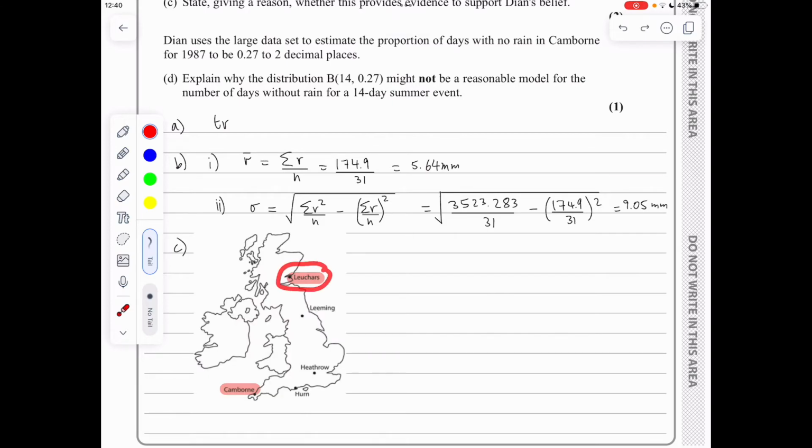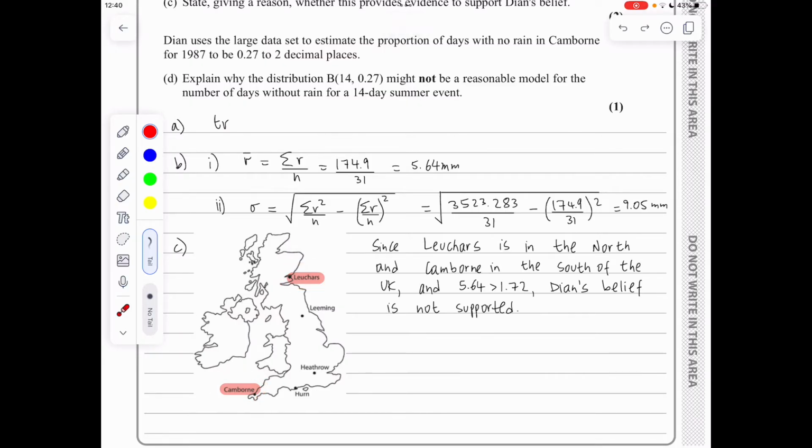Lucharts is in the north, Camborne is in the south, and we can simply say that since Lucharts is in the north and Camborne is in the south of the UK, and we have found 5.64 millimeters on average in Camborne, and 1.72 was given for Lucharts, then this means that Diane's belief is not supported. Diane believed that the average rainfall was greater in the north than in the south, and it's actually the opposite.